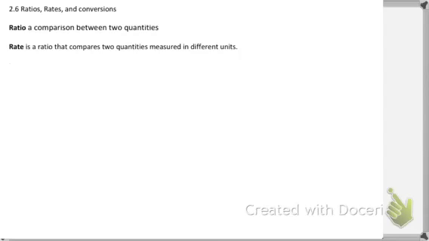2.6 Ratios, Rates, and Conversions. So the first thing, a ratio is just a comparison of two quantities, this to that. A rate is a comparison of two different quantities with different units. The unit rate is whenever you reduce the denominator to 1.